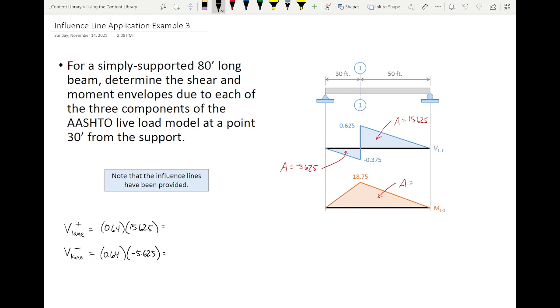Let me turn that off. That's going to get annoying. Okay, so positive 10. And what about for negative lane? All right, do I have a second on these values? Okay. So that means that this is 10, negative 3.6, okay? Now what about for M lane positive?